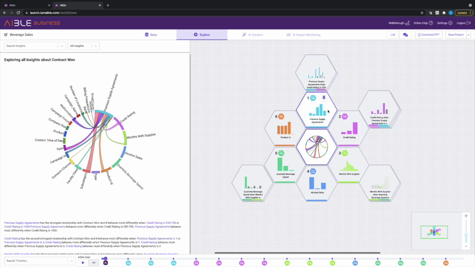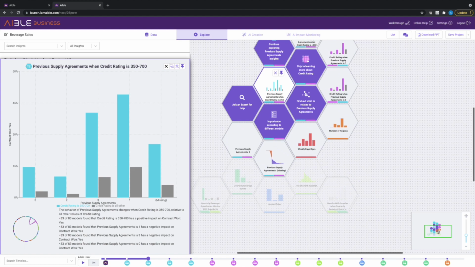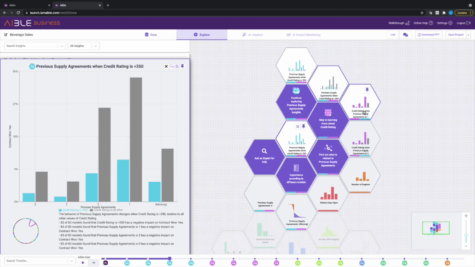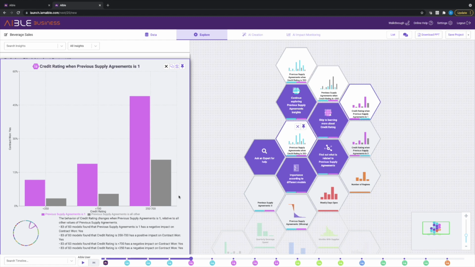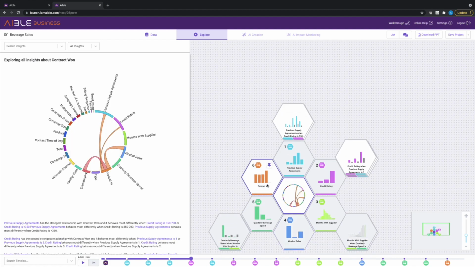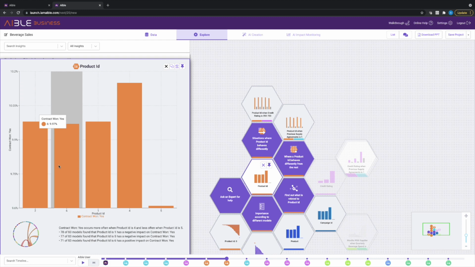It's telling us to take a look at previous supply agreements. It's telling us to look at previous supply agreements when credit rating is low. It's going to guide us to more and more graphs for us to take a look at. And we can go in and take a look at any of these graphs. And it's going to tell us various interesting things about these graphs. But in the interest of time, I'm going to focus in on something where the descriptive graph shows these are our different product IDs. Here I know number 5 is bad and I would know number 4 is good.